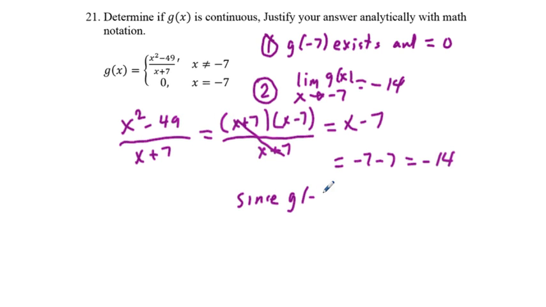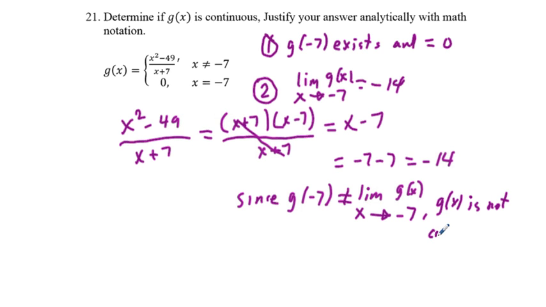Now condition 3: since g of negative 7 is not equal to the limit as x approaches negative 7 of g of x, g of x is not continuous at x equals negative 7. So we follow the steps 1, 2, 3 here, and I'll just go ahead and box in the conclusion.